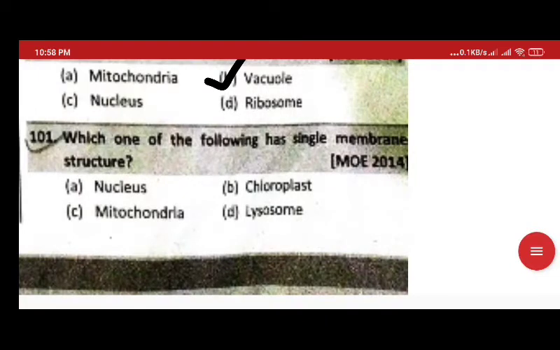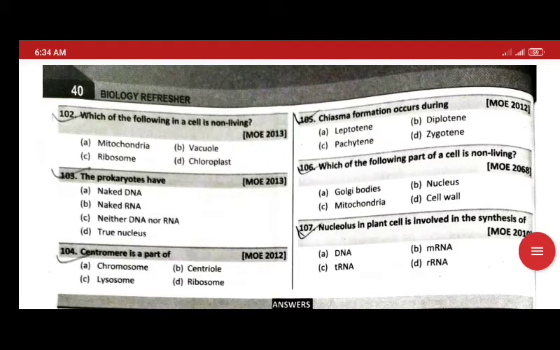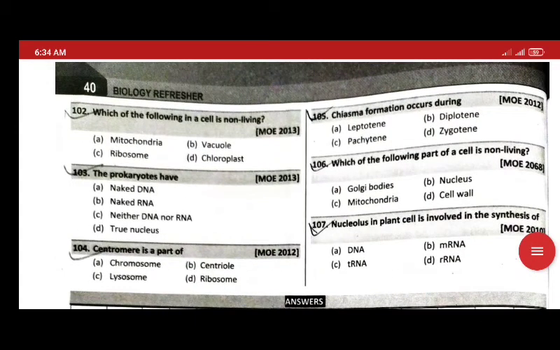Cell wall is also non-living. Which of the following has a single membrane structure? Lysosome here, because the others have two layers. We have question number 102. Which of the following in a cell is non-living? So non-living here is vacuoles.